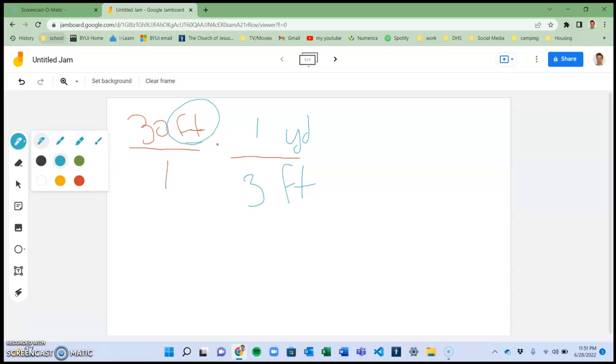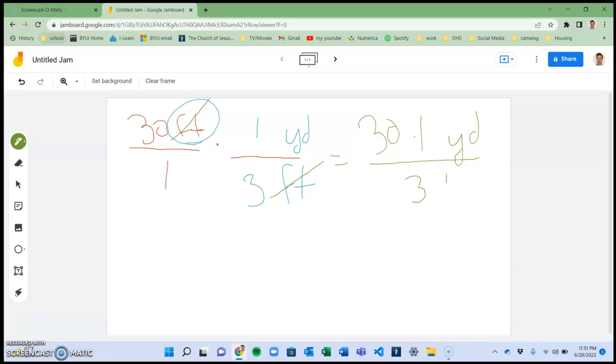And so when we multiply these together, according to dimensional analysis, we can actually cancel these feet out, and we're just left with 30 times 1 yards over 3 times 1. We know that 30 is the same thing as 3 times 10 yards, and divided by 3. 3 divided by 3 is just 1. So we could just cancel those out, because 1 times anything is itself. And we're left with 10 yards. And that's how you usually do it.